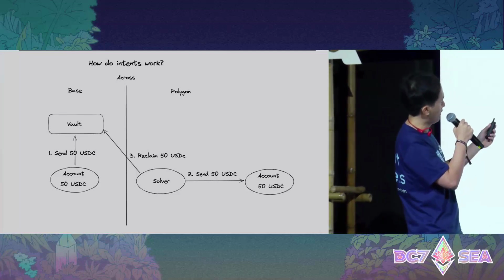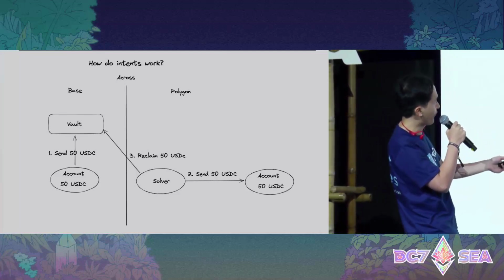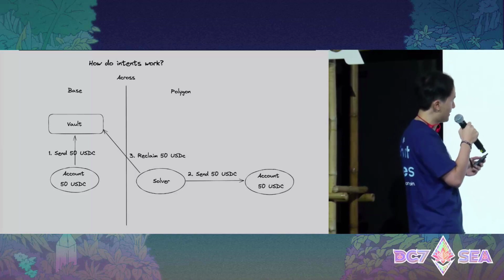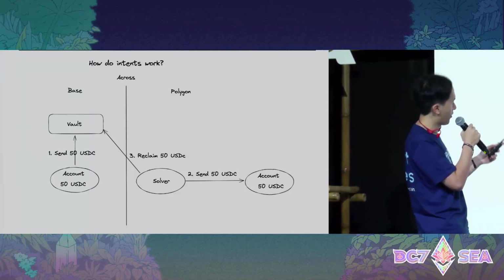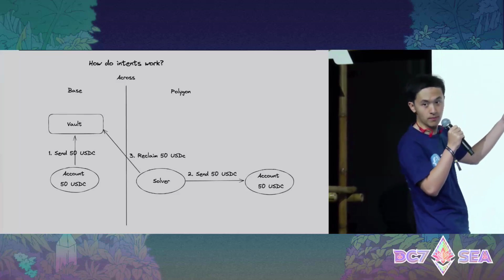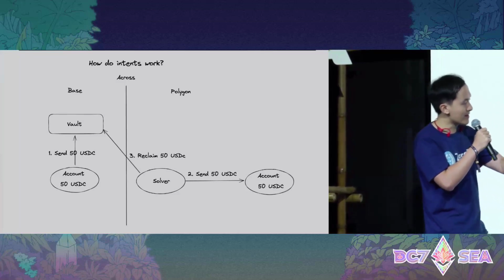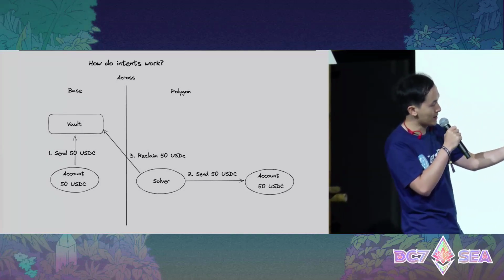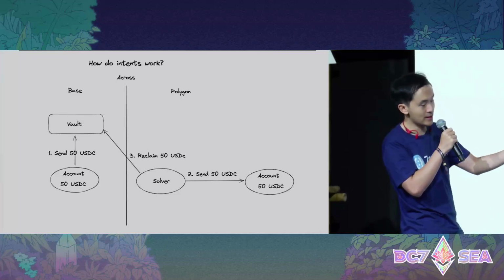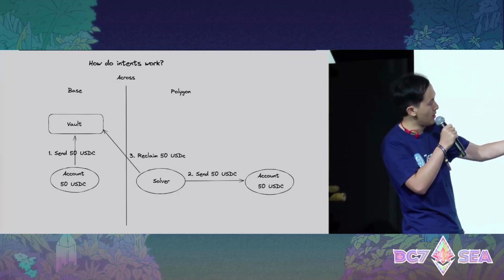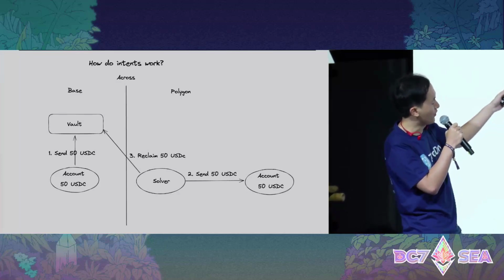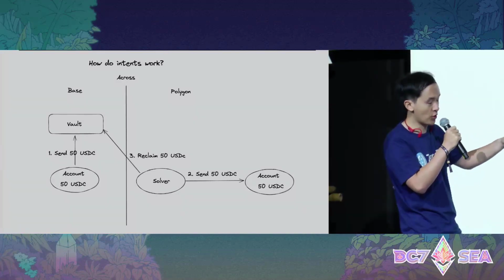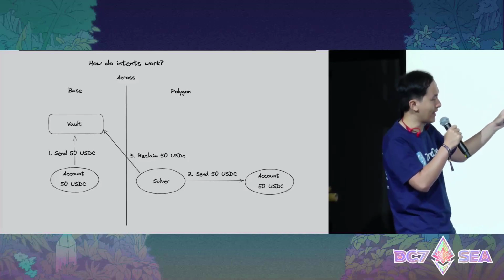In order to bridge, in this case, say 50 USDC from Base to Polygon, the first thing you do when you use Across is send 50 USDC from your account into a vault, right? Then, in the second step, there's an intent solver on the other side that transfers 50 USDC to your account on the other side. And finally, they reclaim the 50 USDC on Base through some kind of cross-chain proof showing that they did send you 50 USDC.